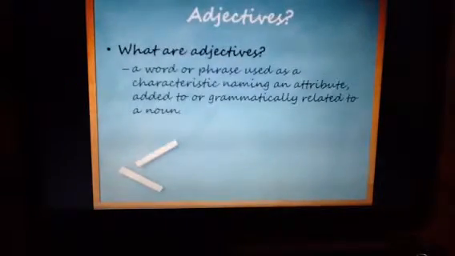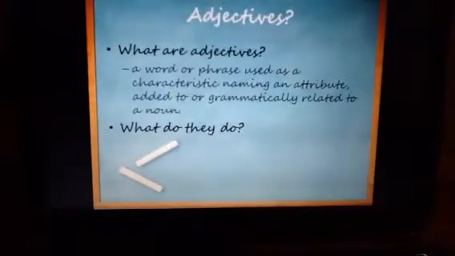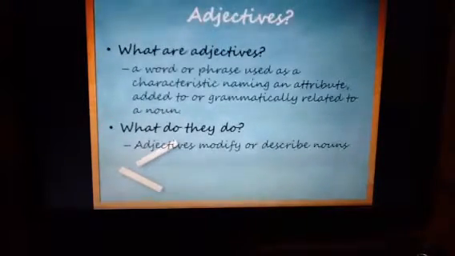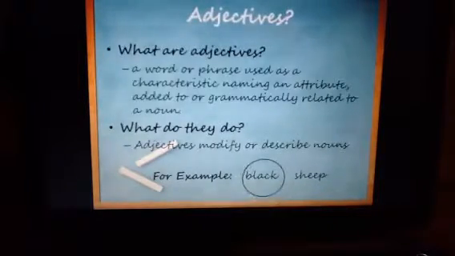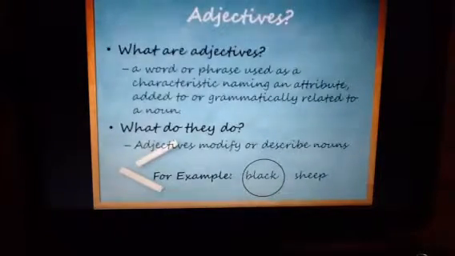that are a characteristic or describe a noun. So basically, adjectives modify or describe nouns, okay? For example, I have black sheep down here. Sheep would be the noun. Black is describing the sheep. What kind of sheep? A black sheep. So black would be our adjective, okay?